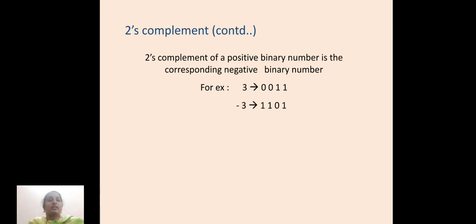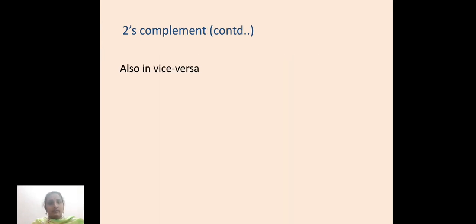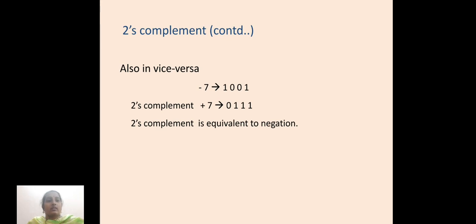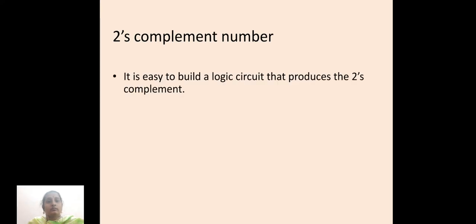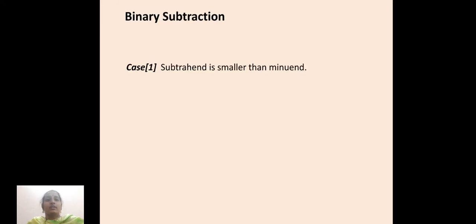Okay, see, here some examples are there. 0011, 1101. All zeros are converted into ones, and the 2's complement of a positive binary number is the corresponding negative binary number. Also vice versa, -7 becomes +7: 1001 becomes 0 1 1 0. See here. It is very easy to build any logic circuit by using 2's complement.